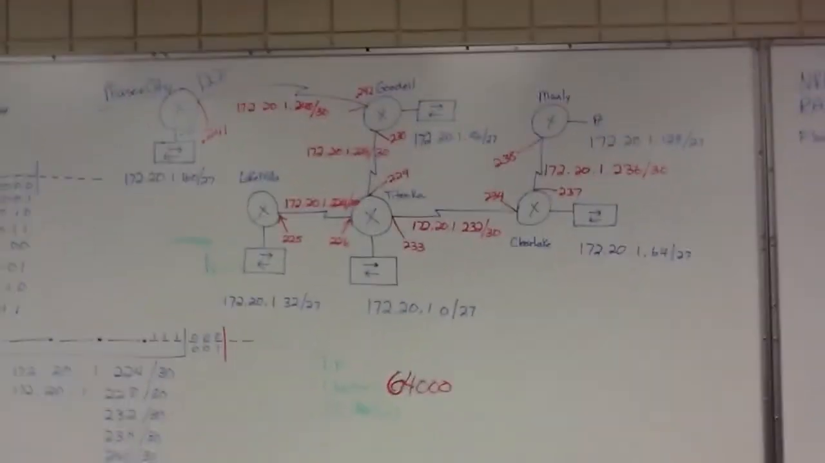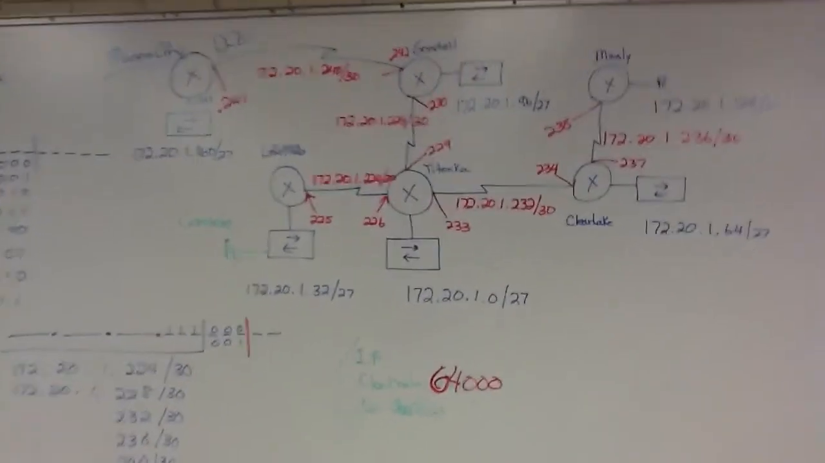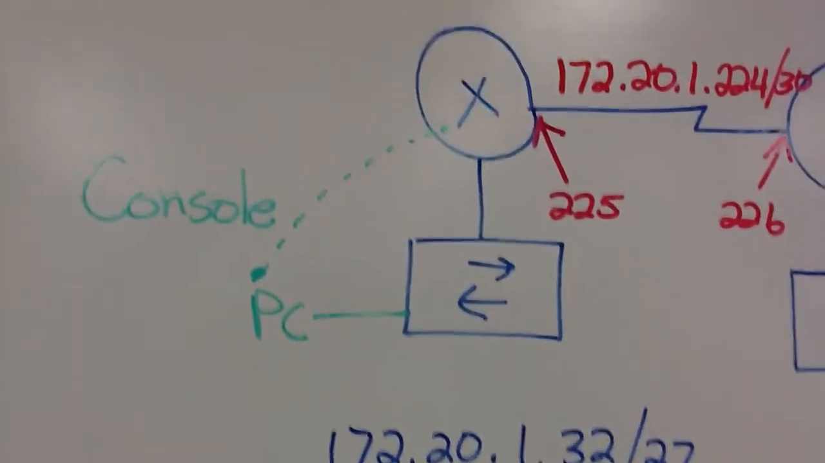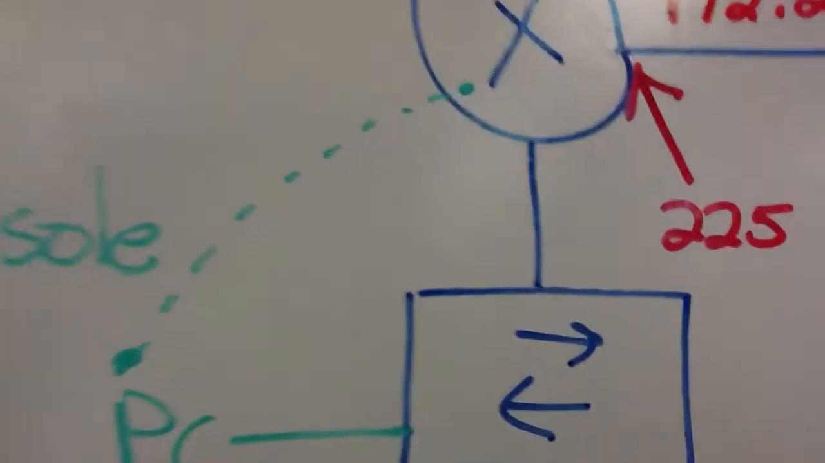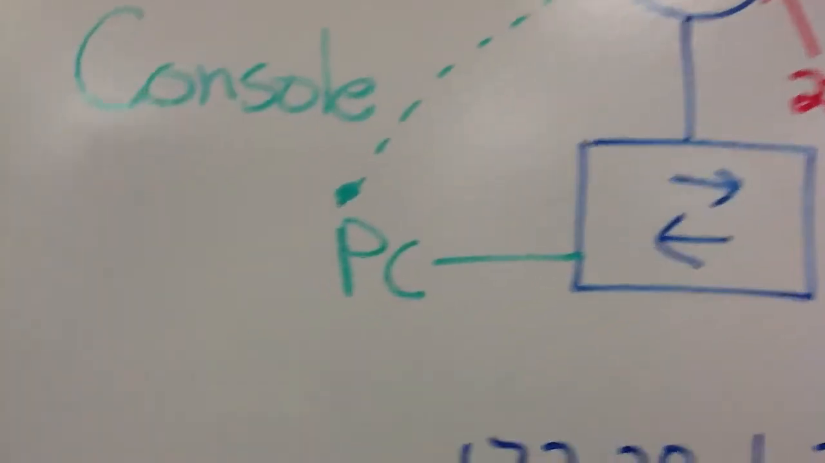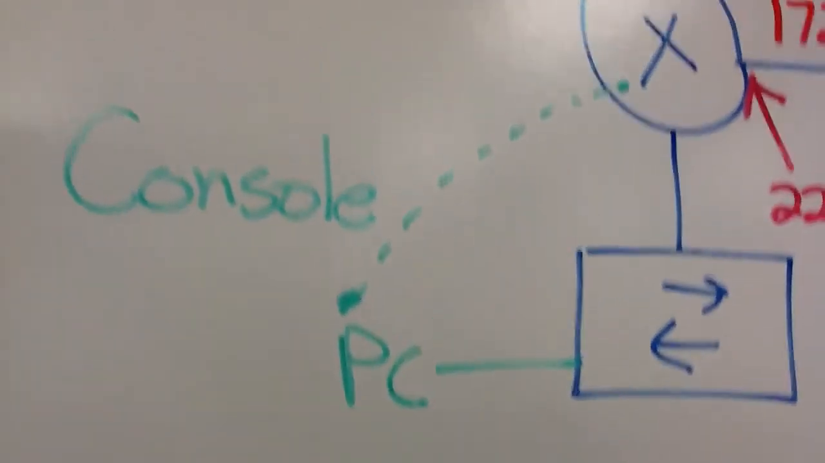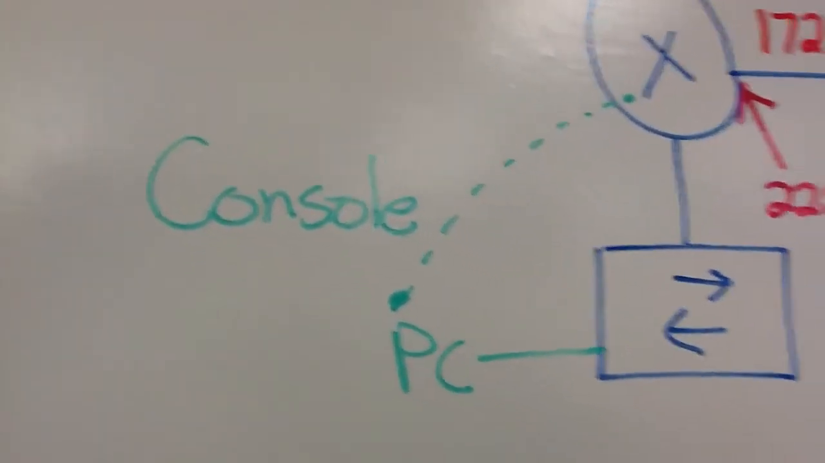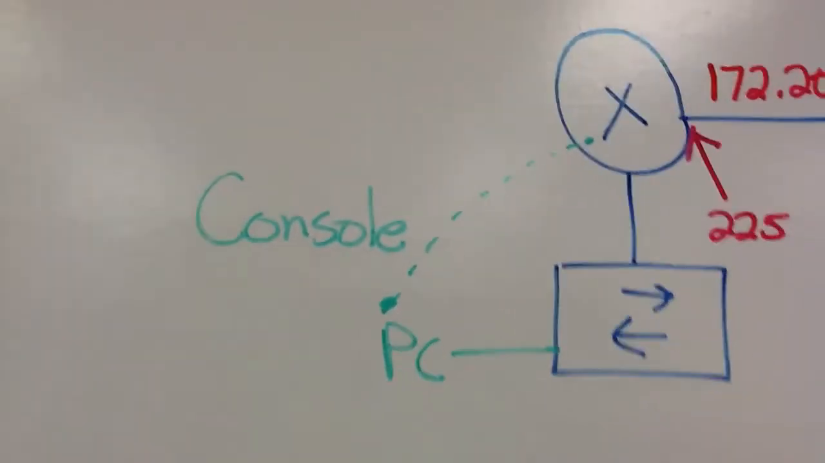This was the network. We finished up adding a switch to the routers, and we talked about the cable between the switch and the router would be a straight through. We talked about the PC to the switch being a straight through, and the console going from the PC to the router or the switch, that would be a rollover.